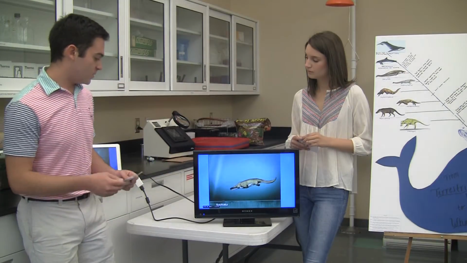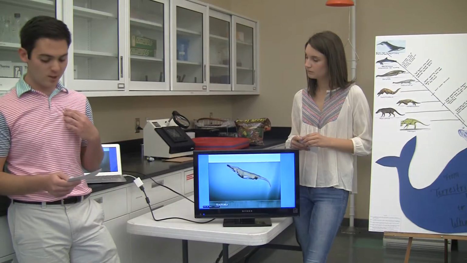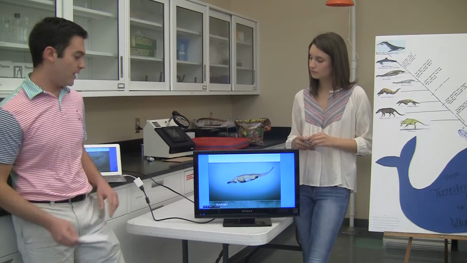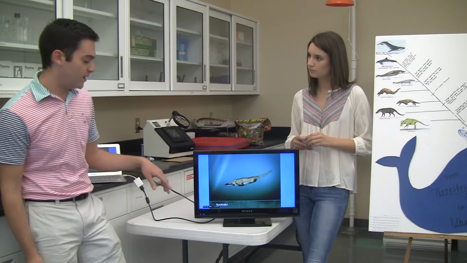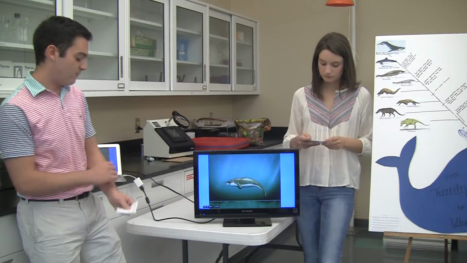And then we have the Cuchacetus, which lived about 43 to 46 million years ago. And it lived in the shallow seas, and it no longer had hair since it had blubber now to insulate it, and it didn't need the hair for warmth.